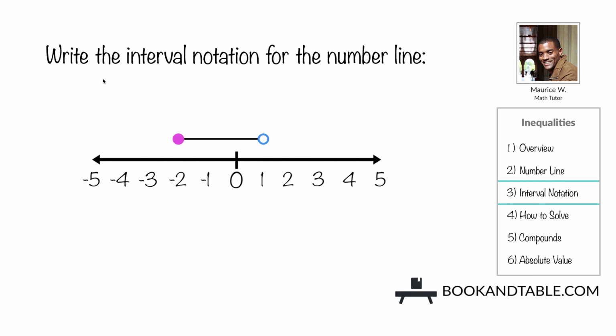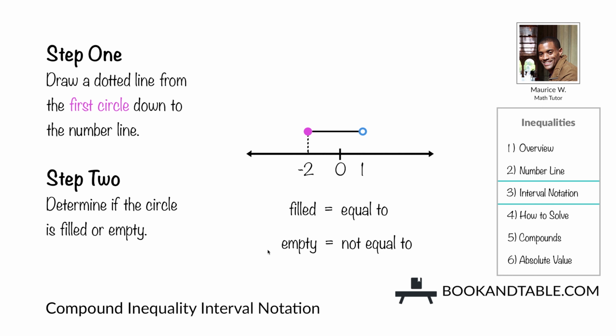So let's say you had to write the interval notation for the number line. We have a filled circle above -2, and we have an empty circle above +1. So how would we write this in interval notation? Well, it starts off similarly to how you would write the inequality for the number line. So step 1, draw a dotted line from the first circle down to the number line. So we see we're at -2. And step 2, we see that the expression can equal -2 since the circle is filled.